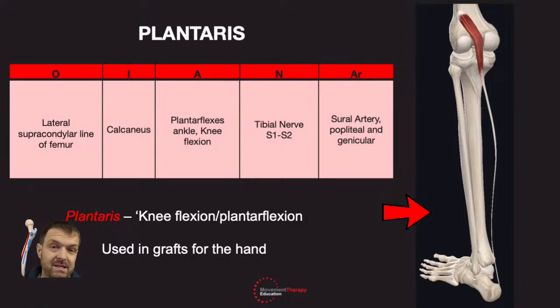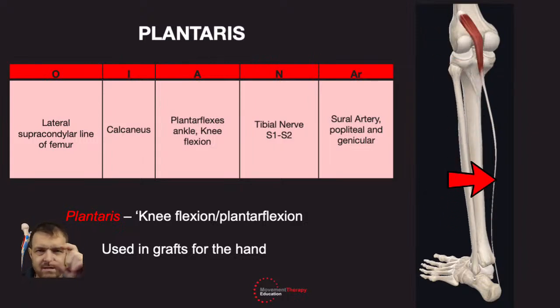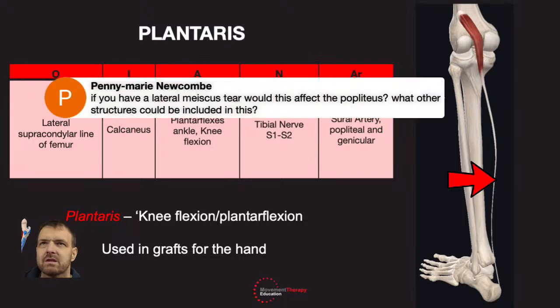I mean, rehab wise, it doesn't really matter. It's less of an issue, I guess, if you've got a plantaris problem. But rehab wise, you just do the same thing anyway. But on scanning, you can see that if there is a problem with plantaris and then no problem with the Achilles. So Penny's just asked a question.